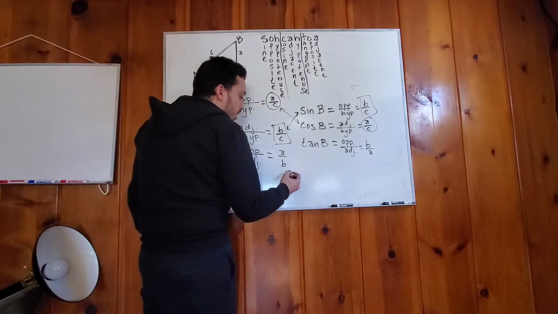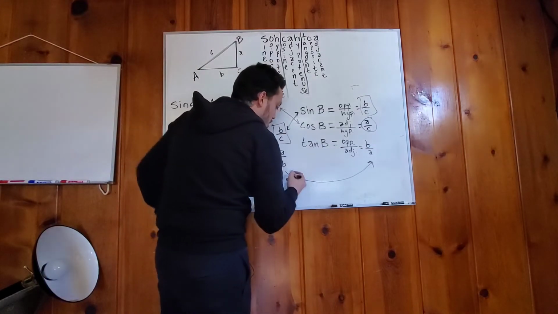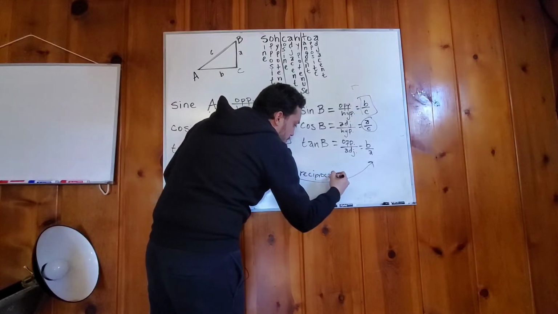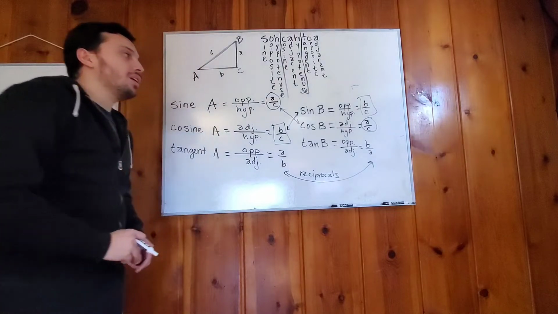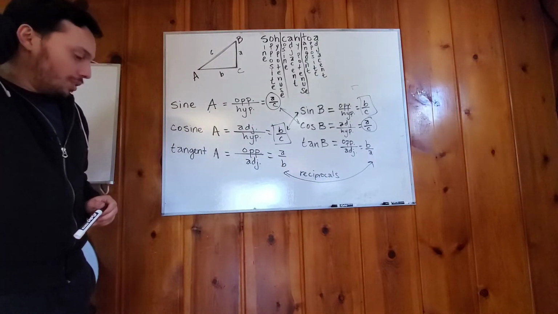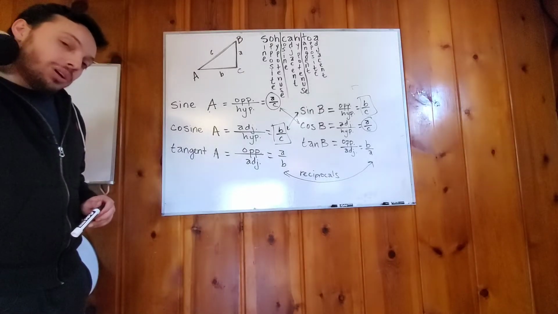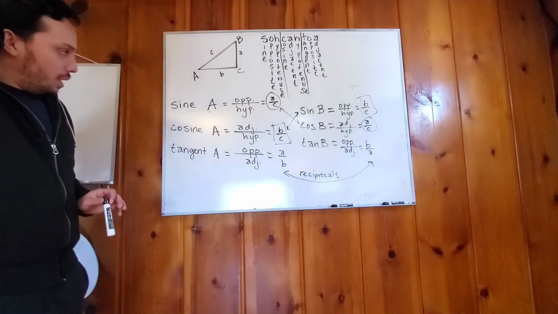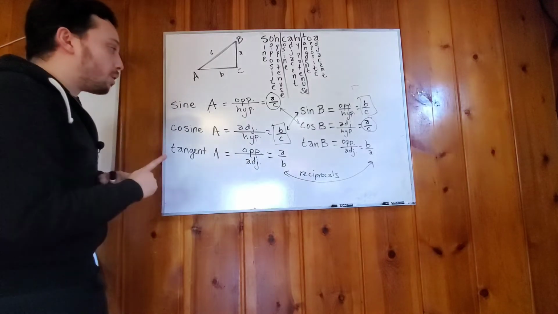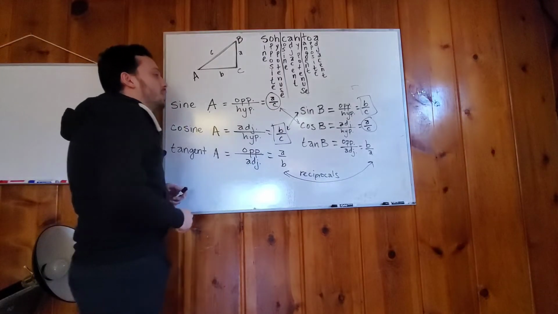The tangents then are reciprocals of each other. These are things that you should know because different triangles will have relationships like this. All triangles, by the way, that are right triangles will have a type of relationship like this.